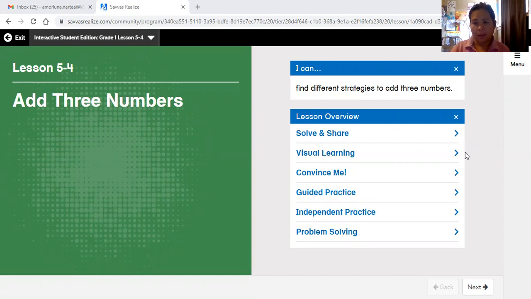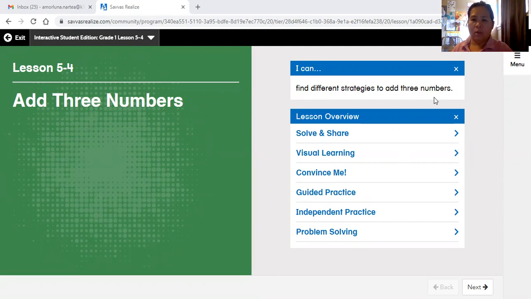So, for our topic today, it is all about lesson 5-4, and the title of our topic is all about add three numbers. If you can see that here, add three numbers. So, at the end of our lesson, you can say, I can find different strategies to add three numbers.